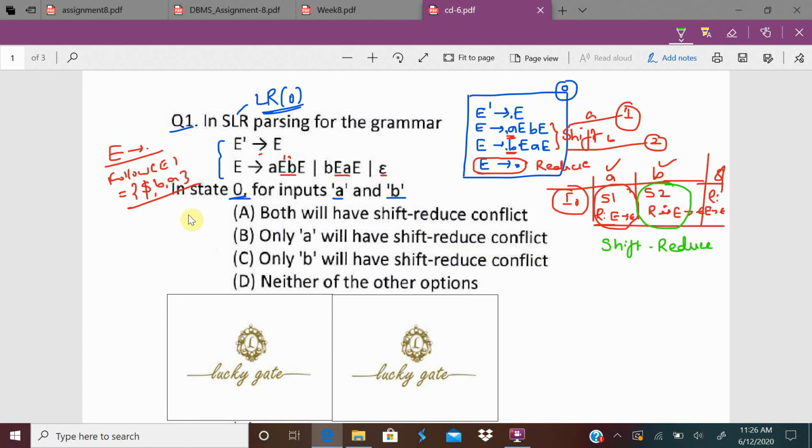Now the question is, in state 0, for input A and B, what is the condition? Both input A and input B have one shift and one reduce. That answer is option A, both will have shift reduce conflicts. Option B says only A will have a shift reduce conflict, it is incorrect because it says only. Similarly, option C is incorrect and D is also incorrect. So the answer for question 1 is option A.